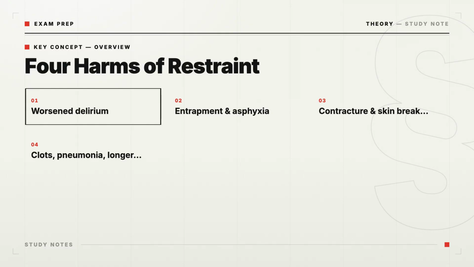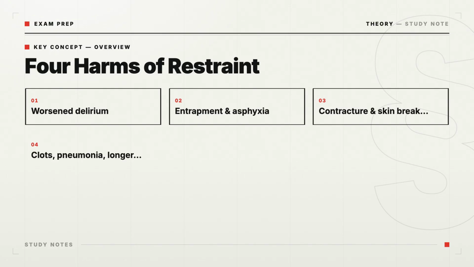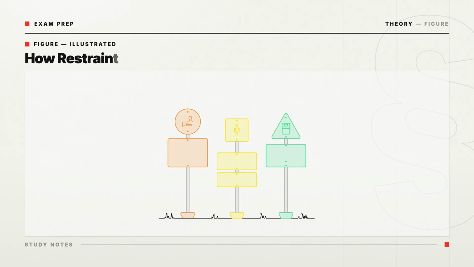The harms fall into 4 categories. Restraint worsens delirium instead of calming it. Straps and vests create entrapment and asphyxia risk. Immobilized limbs stiffen toward contracture and skin breaks down. And clots, pneumonia, and prolonged delirium all combine to lengthen the hospital stay rather than shorten it.